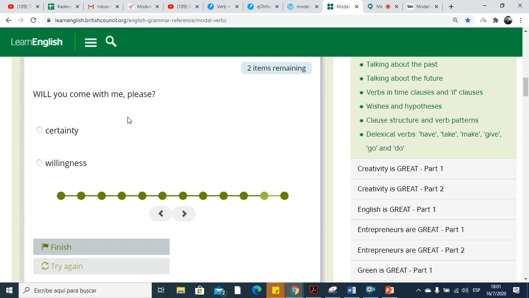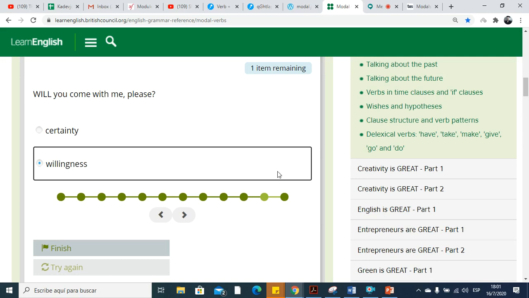So the question says, will you come with me, please? En ese caso es como que yo te preguntara, ¿podrías venir conmigo, por favor? So is that a certainty? No, it's not a certainty. It would be willingness. Exactly. Willingness. It's basically if you have the willingness to do it, for example, to show if you will come with me or not. That's what it's trying to ask.